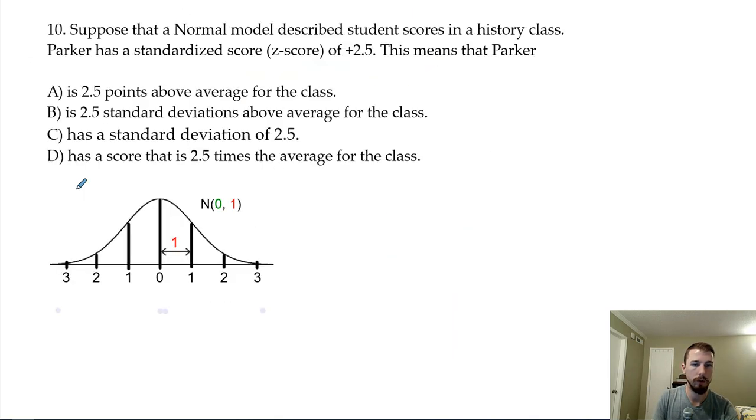All right, suppose the normal model describes the scores in history class. Parker has a standardized score of 2.5, so positive 2.5. What that means is that he scored 2.5 standard deviations above the mean. So if we're measuring his percentiles, it goes all the way up to the positive 2.5, which would mean that he scored whatever that percentile is using the normal CDF. So it's not that he scored 2.5 points above average, it's 2.5 standard deviations above average for the class. So that would be B.